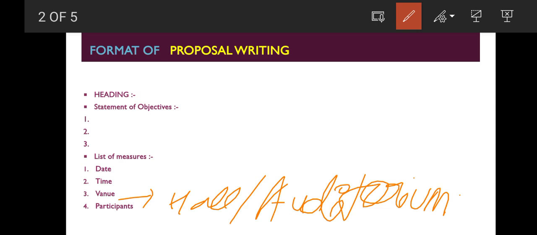Then participants. Participants refers to the pupils of your school. So in place of participants, you could write that all the students from class 9 to 12 are eligible to participate in the drawing competition, or else all the students from class 5th to 12th are eligible to participate in the drawing competition, which will be held at this time. That's it. Do not elaborate it, as I said earlier.